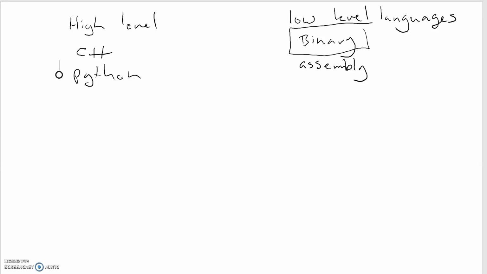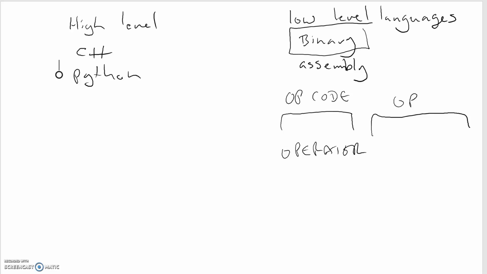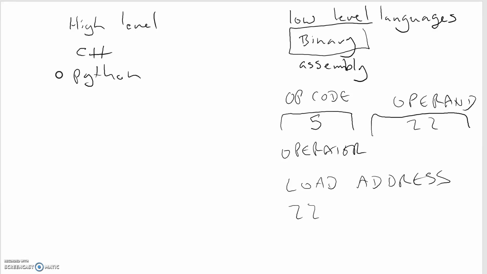So, the thing is that in a low-level language, one assembly code or one line of binary refers to one single processor instruction. It will have two parts to it. So it will have an op code, also sometimes called the operator, and it will have the operand. So if the opcode is, let's say, 5, which is in the little man computer load, and the operand is 22, it means load address 22 into the accumulator.